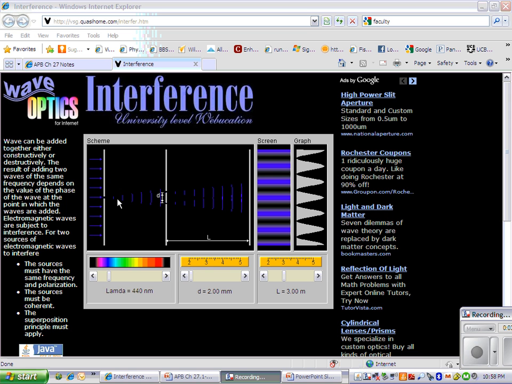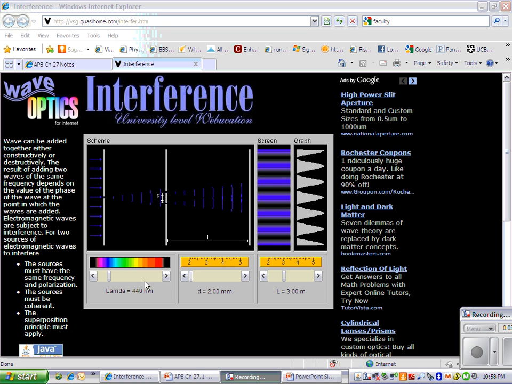And the light is coming in. This is violet light coming in. You have light coming from this source and from this source. So now you have two sources, and over here you have your destructive and constructive interference pattern. This is the screen right here, and this graph shows the intensity of light. Where there's constructive interference, it's a very high intensity of light. Destructive interference is a very low intensity of light.